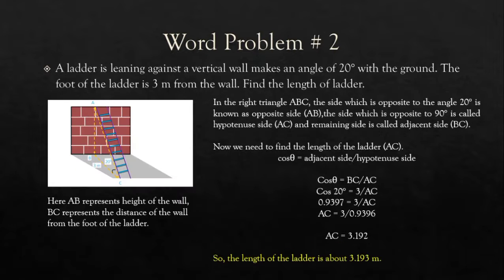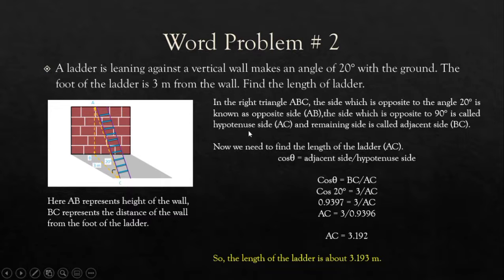So for our second word problem, a ladder is leaning against a vertical wall and makes an angle of 20 degrees with the ground. The foot of the ladder is 3 meters from the wall. Find the length of the ladder. Here, AB represents the height of the wall. BC represents the distance of the wall from the foot of the ladder, which is BC.